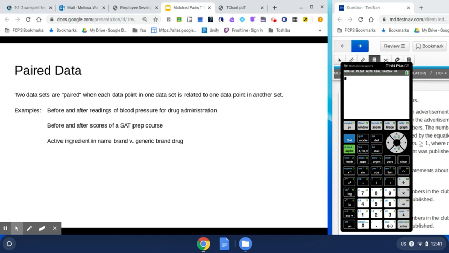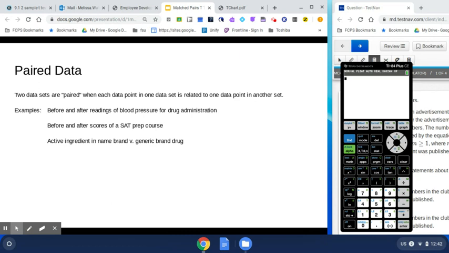Before and after scores of an SAT prep course. So if we believe that an SAT prep course will influence the score that you get on the SAT. And then another example might be the active ingredient in a name brand versus a generic brand drug.